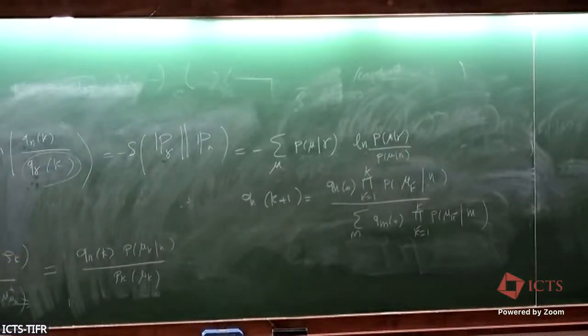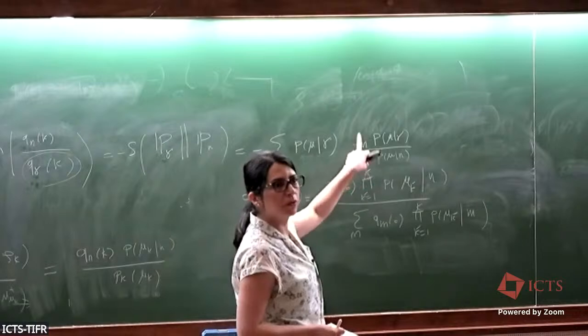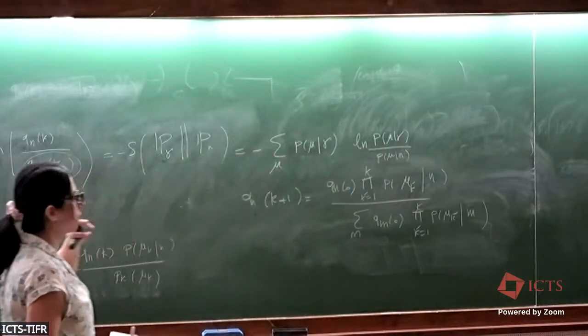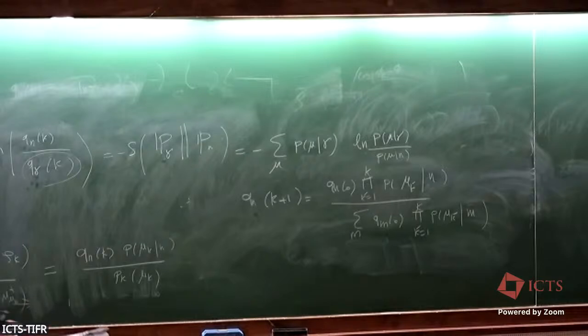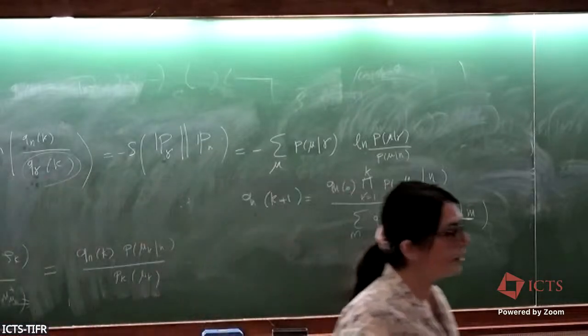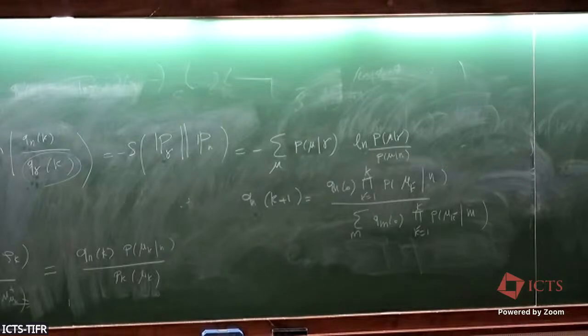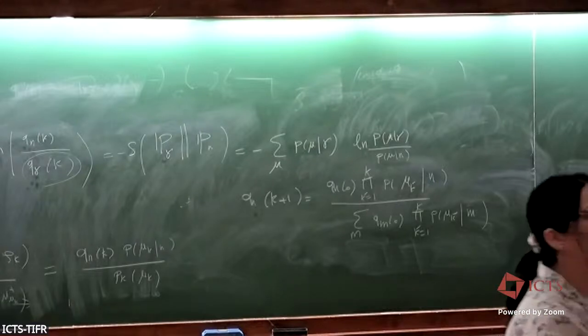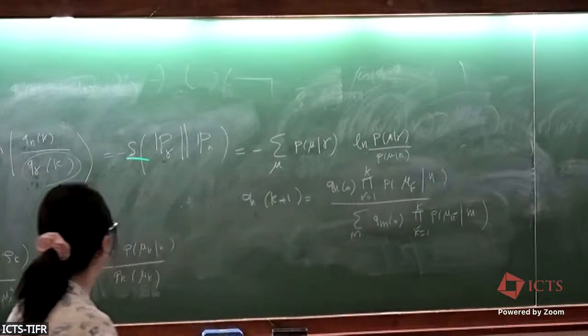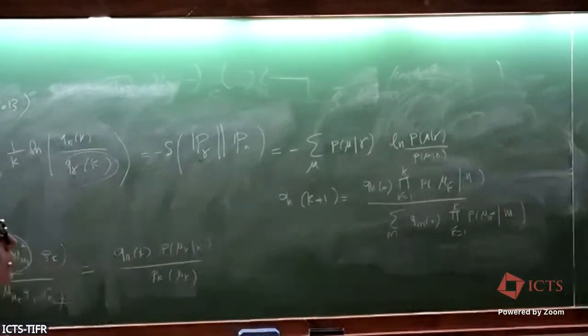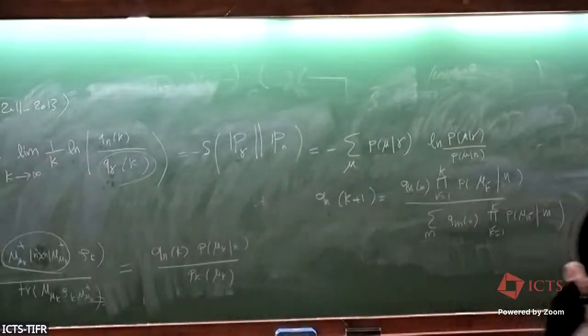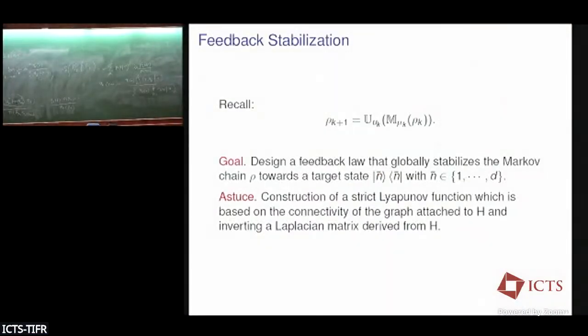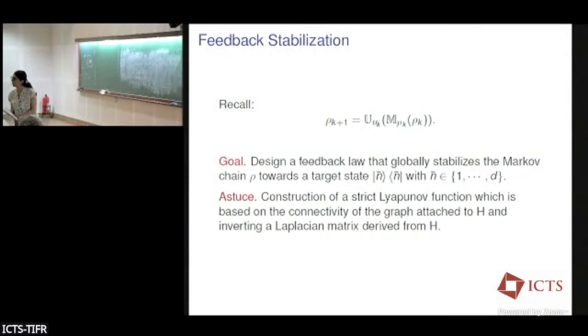So once you know this, then it's easy to calculate this expression. And if you calculate the expression and you look at the limit, then by using the law of large numbers, maybe I don't have time to enter into details, you can get exactly this relative entropy, okay? So now if you don't have a question, I don't know if you have a question, please ask. So I will continue.